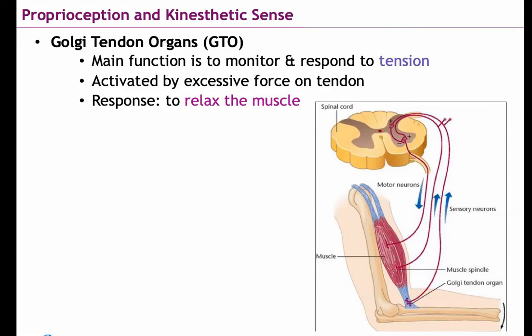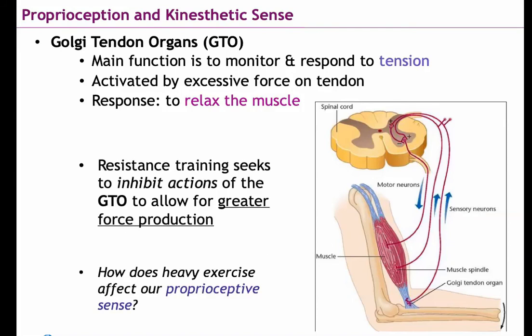So why does it do this? It's basically a protective mechanism, an innate protective mechanism that was ingrained in us as humans. If we try to contract against too much tension, that may hurt or injure the muscle. So the body's natural response is to relax the muscle. But resistance training seeks to inhibit the action of the GTO to allow for greater force production.